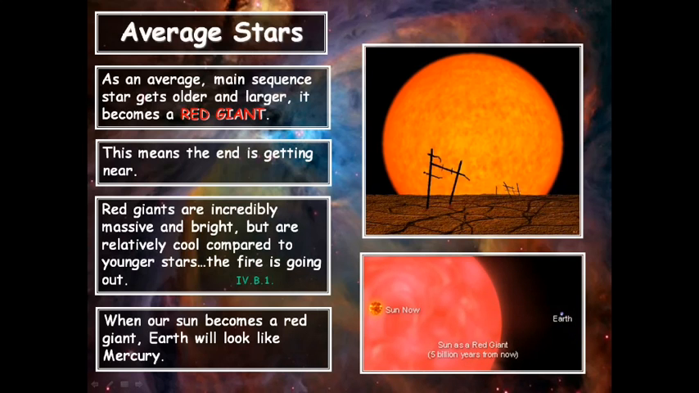So right here, if you look at this, it shows you a picture of our sun right now, which is right here. But look how big the giant is. That's a lot of space between here and here. So it expands an enormous amount. It says Earth is going to look like Mercury at that point. Look how close the star will be to Earth. Even though it's cooler, look how much distance there is now. That distance is cut in half.